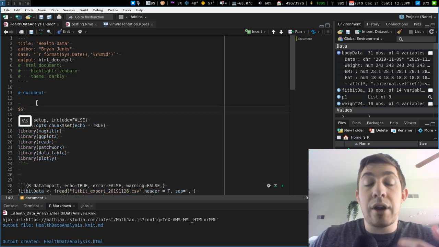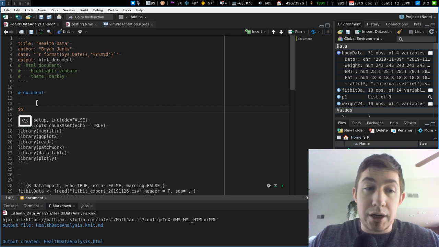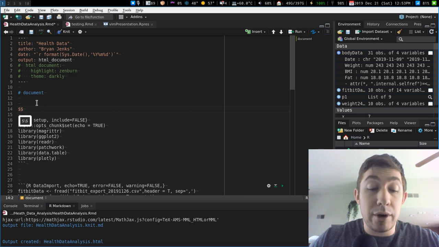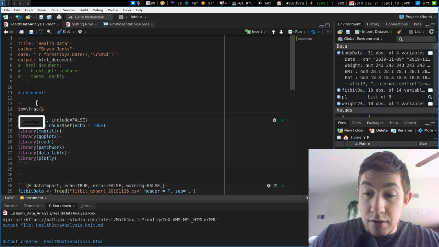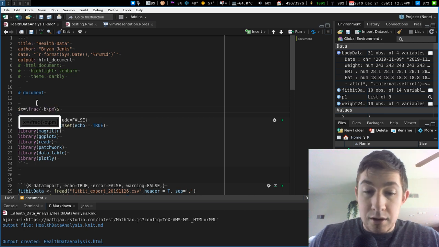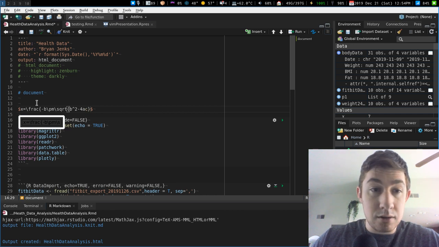So what does an actual full equation look like? Why don't we do something like the quadratic equation and see what LaTeX would actually produce if we knitted the document with a LaTeX equation. So x equals a fraction of negative b plus or minus the square root of b raised to the second power minus 4ac, divided by 2a.